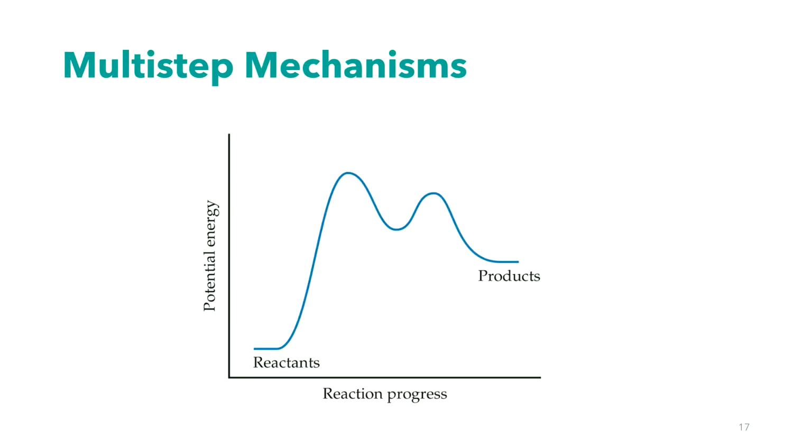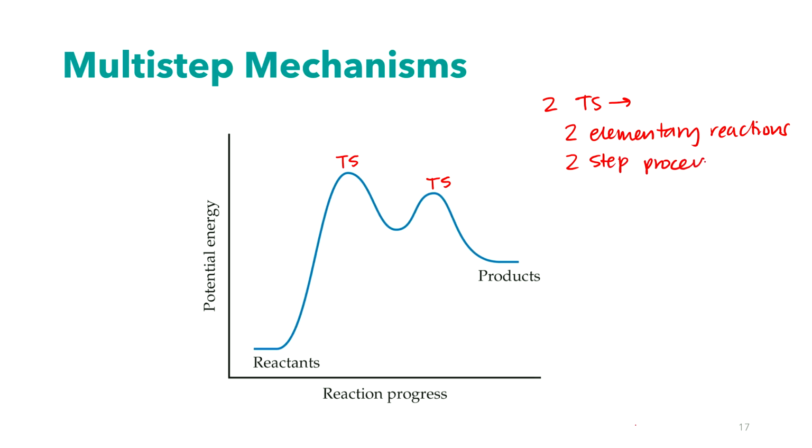So here is a multi-step mechanism, a reaction diagram. We want to label some things on here. Our reactants and products are, of course, where we're starting and ending. Any peak is our transition state. So we've got two transition states, which means that there are two elementary reactions. I would also call this a two-step process. All right?